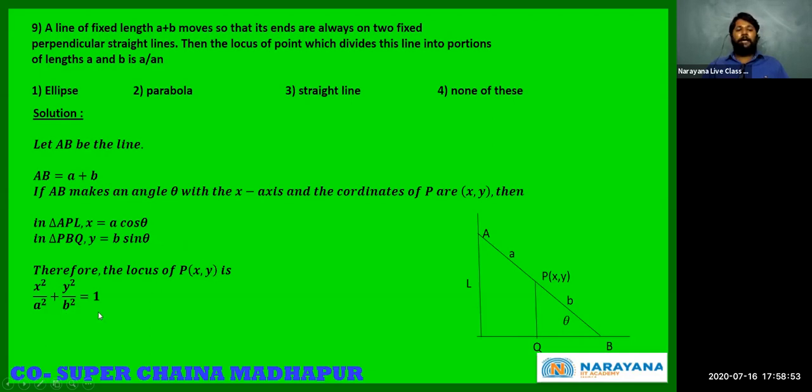Here we eliminated theta by squaring and adding. We got one by squaring and adding cos square theta and sin square theta. So we get x square by a square plus y square by b square equal to 1, which is the required locus. Yes, got it? Okay, let us proceed.